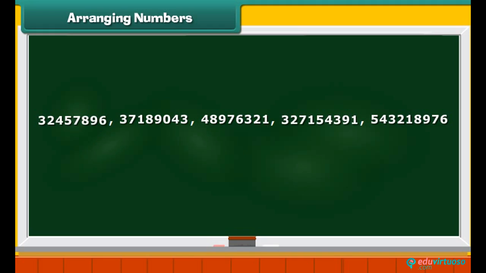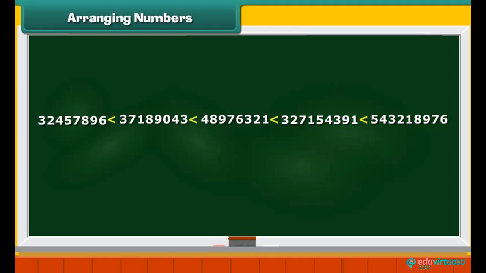Now compare 327154391 and 543218976. Their first digits are 3 and 5. And 3 is lesser than 5. So, 327154391 should come first, followed by 543218976. They are in the correct order.